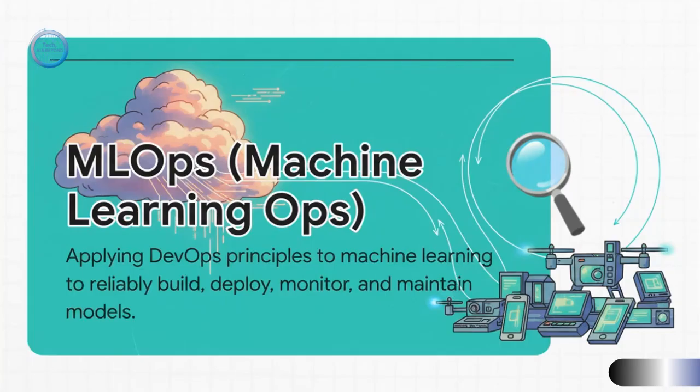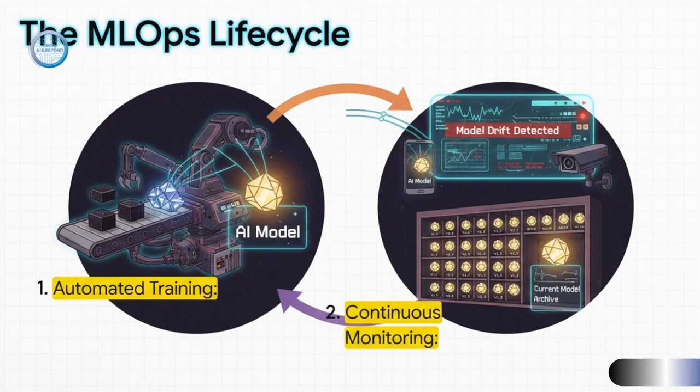The solution to model drift is MLOps, which stands for Machine Learning Operations. MLOps is really the discipline of taking all those battle-tested principles from the world of DevOps, things like automation, continuous integration, continuous deployment, and applying them to the unique challenges of machine learning. It's all about creating automated processes to reliably build, deploy, monitor, and maintain these models once they're out in the wild. This is what turns a fragile AI science project into a robust, enterprise-grade intelligence system that can actually adapt and improve over time. So what does this MLOps lifecycle actually look like?